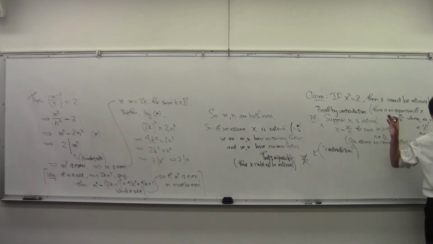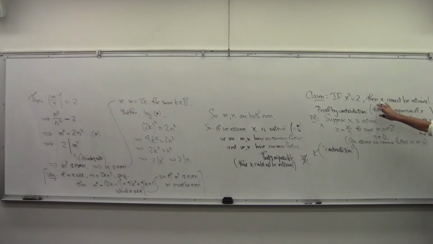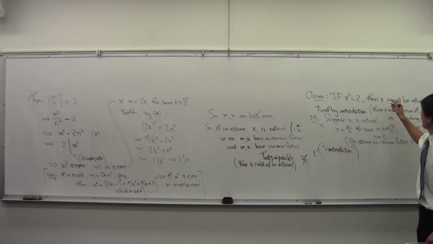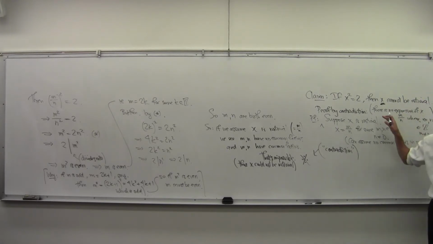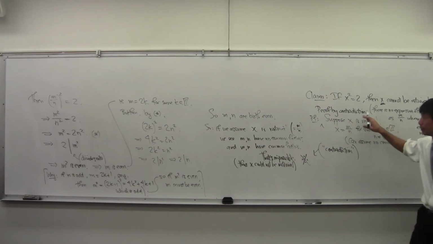So proof by contradiction, right? We're trying to prove that this x is not rational. So we say, well, suppose x is rational. We start off from the opposite. We say, suppose x is rational, and we make a bunch of deductions.